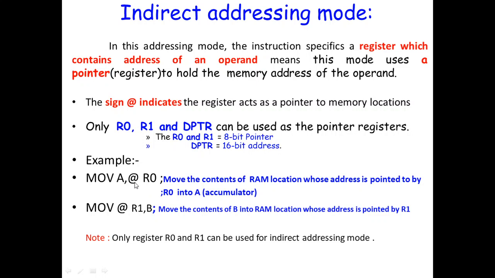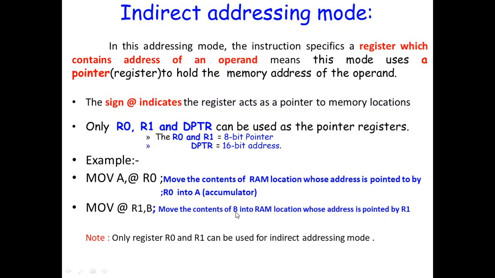Here the @ symbol is there, meaning R0 works as a pointer. It is pointing to one of the memory locations, take the data from that location and pass it to the accumulator. Agree with this? Okay. Now the next problem statement is: move the content of the B register into the RAM location which is pointed by R1. A location pointed by R1 means it is indirect addressing mode.